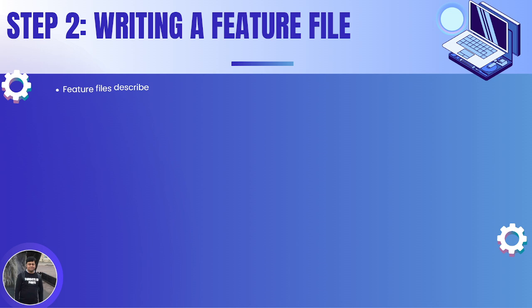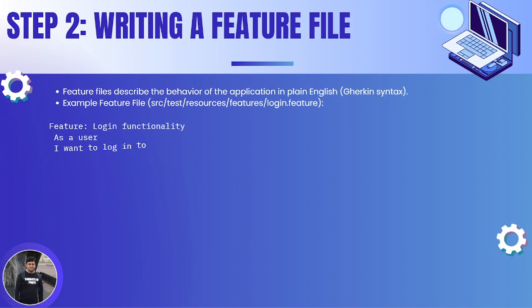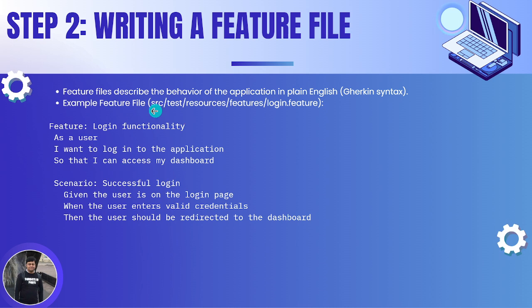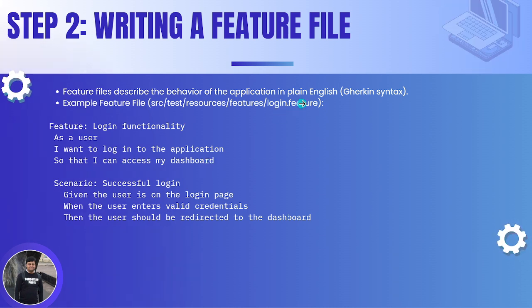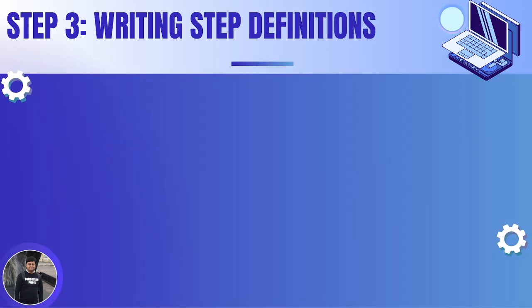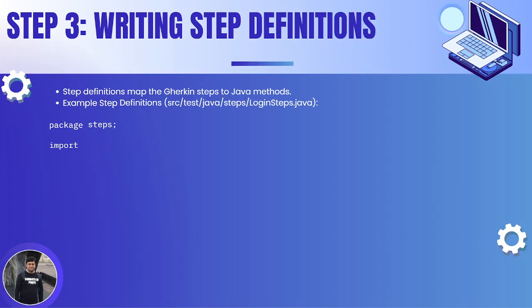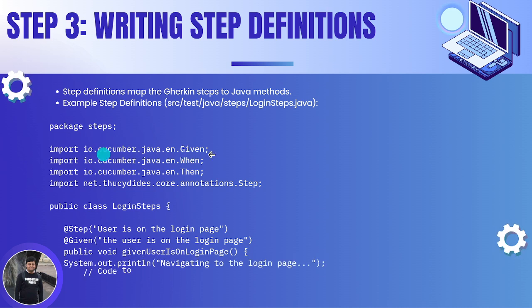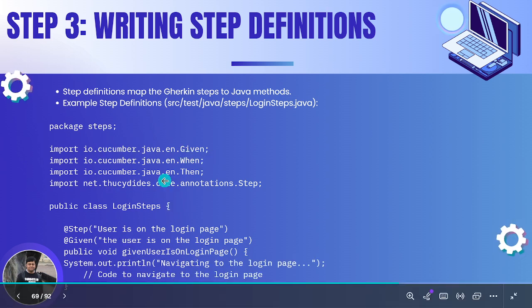Next is writing a feature file. The feature file describes the behavior of the application in Gherkin syntax. You can use the same scenario, based on the same login.feature, and then you can write the step definition based on your Java code. The same Java code you can use with Cucumber. It is actually using Cucumber.